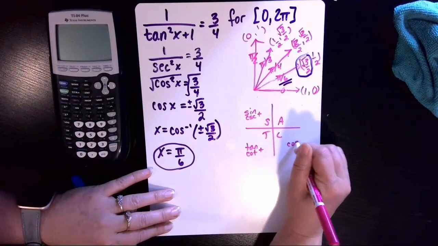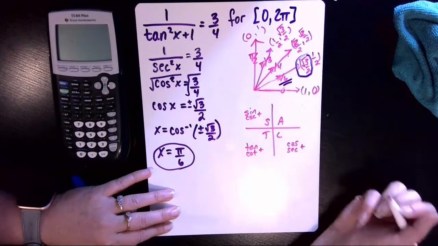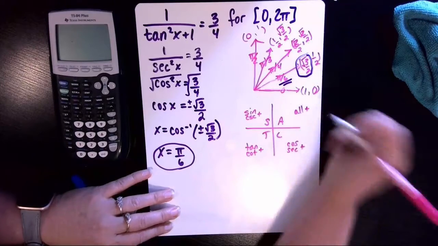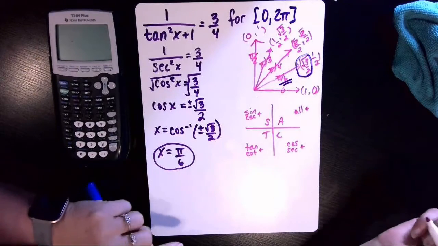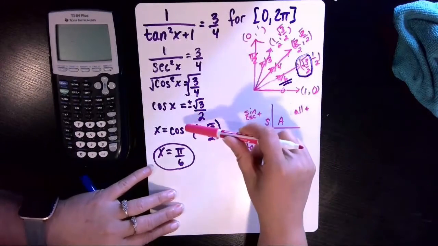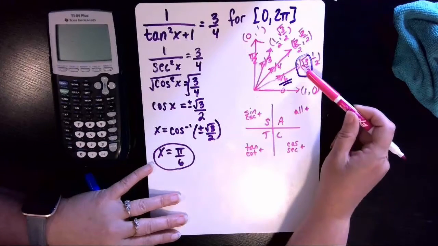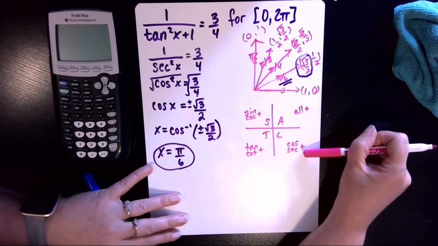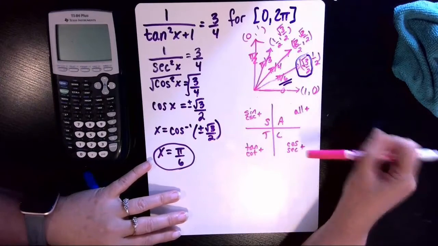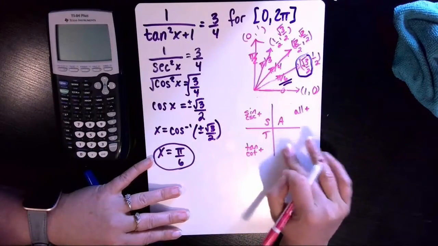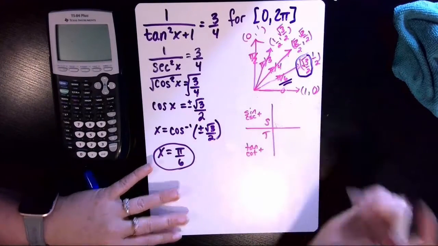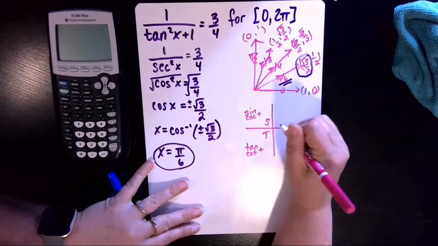In quadrant 4, cosine and its reciprocal secant are positive, right? And that's all 4 quadrants. So our quadrants where the cosine is positive would be quadrant 1, which we just found at pi over 6, and quadrant 4. So let's go ahead and find our positive angle in quadrant 4.